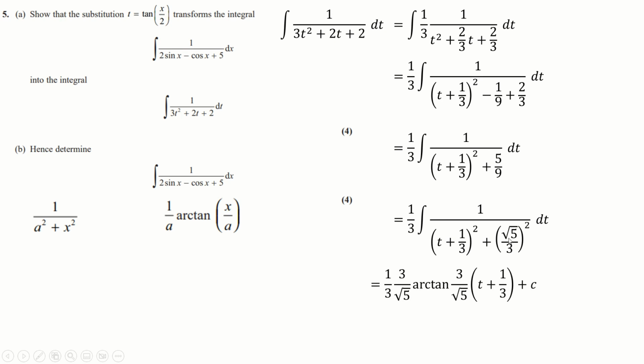Of course, a is root 5 over 3. So 1 over a is 3 over root 5, and likewise over a is 3 over root 5 here. So we end up with this kind of answer. And you can put the t back. t is tan x over 2, because of course the original integral was in terms of x. And this will be our answer there, which is kind of cool.